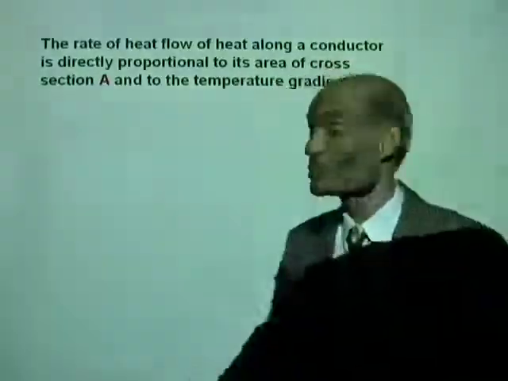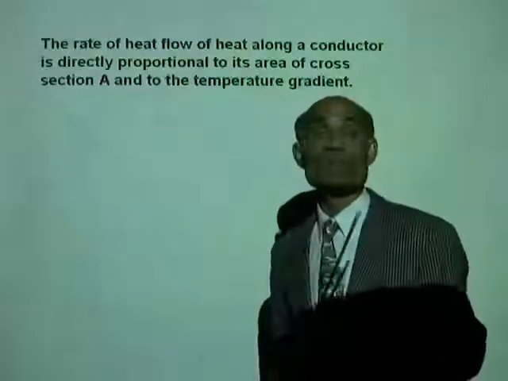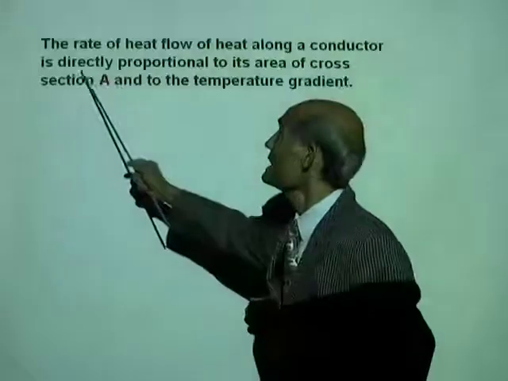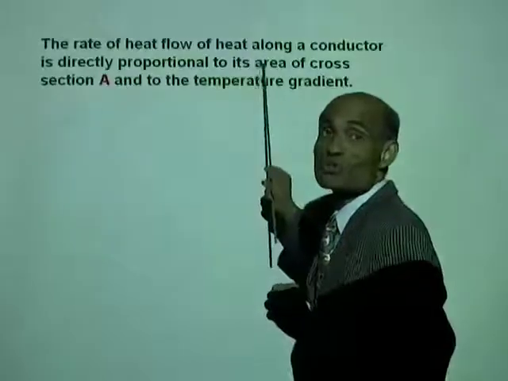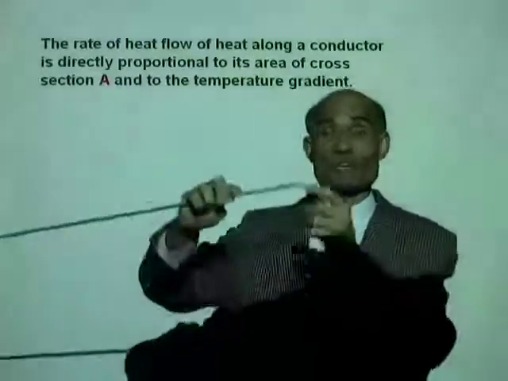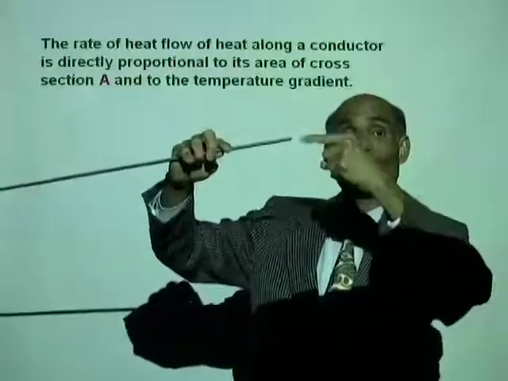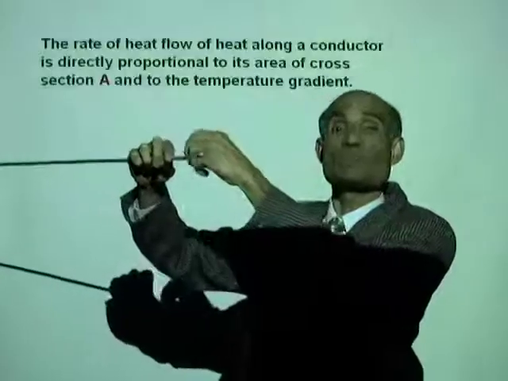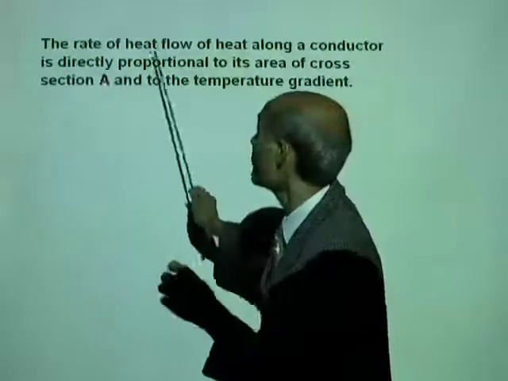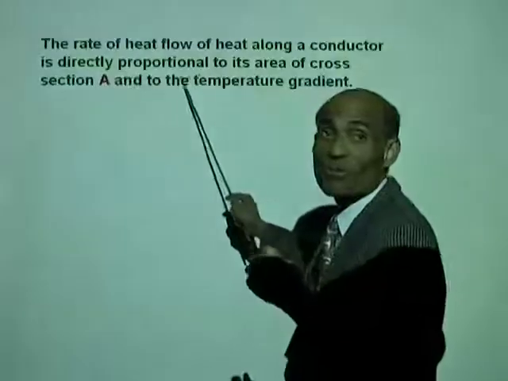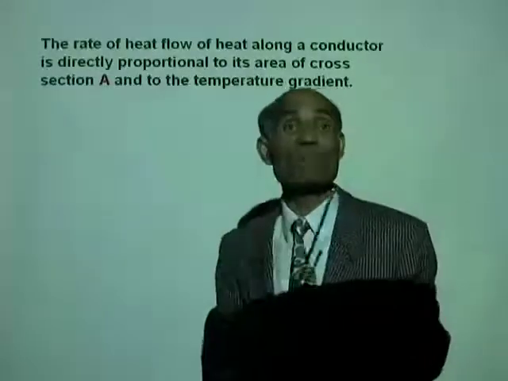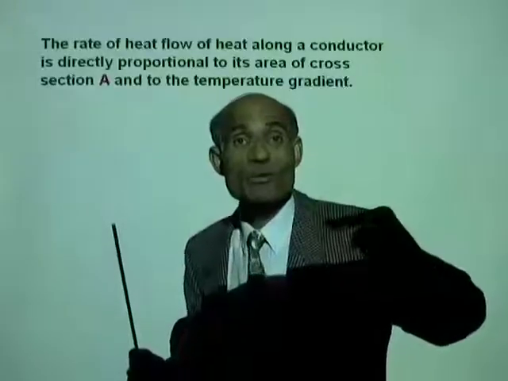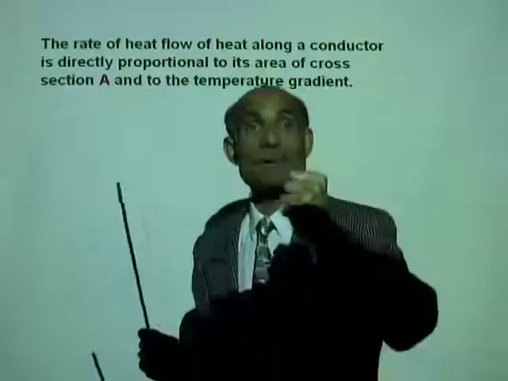So putting these together, we can make this statement. The rate of flow of heat in a conductor is directly proportional to the area of cross-section. Greater is the area of cross-section, greater will be the amount of heat that crosses it. So the rate of flow of heat is directly proportional to the area of cross-section A, and also it is directly proportional to the temperature gradient.